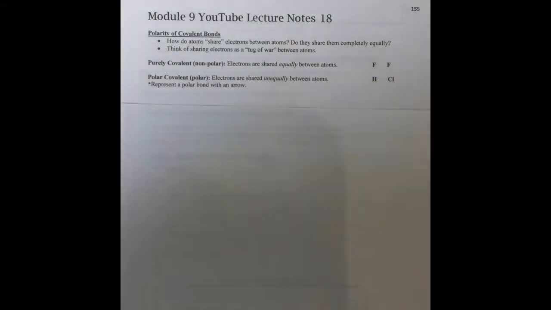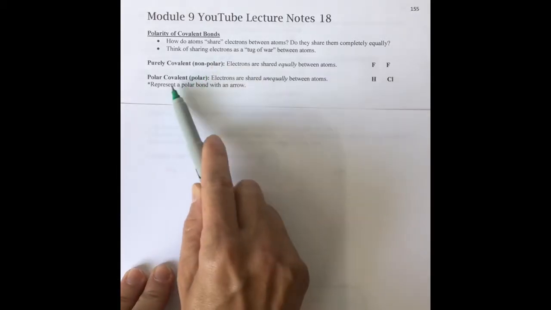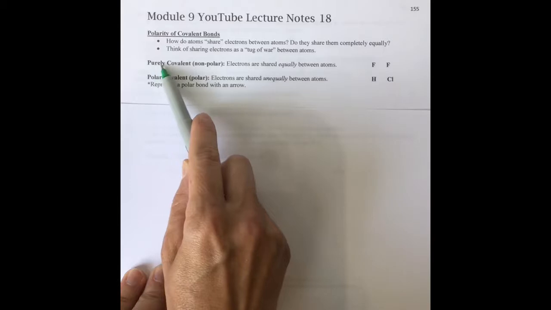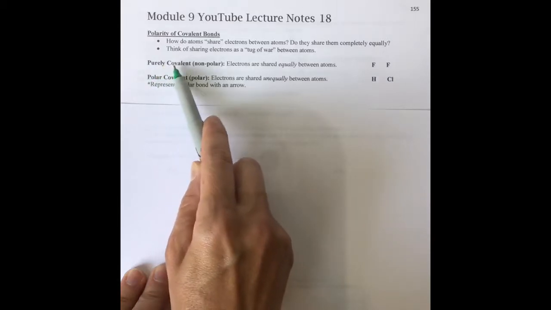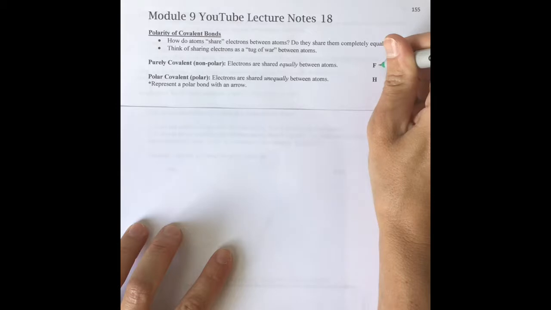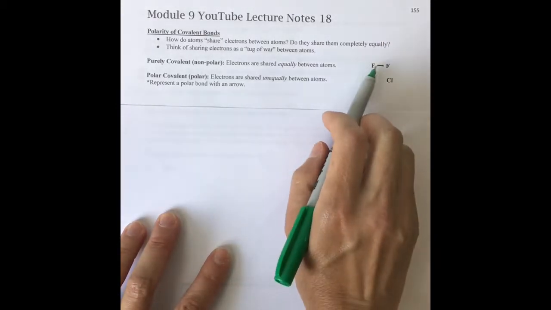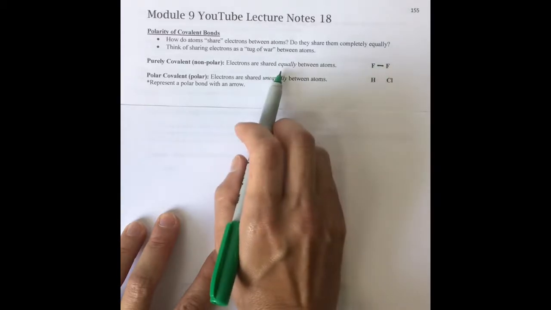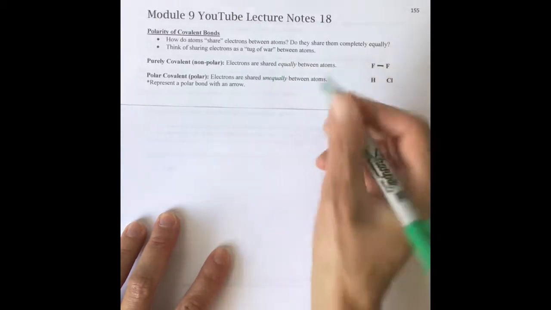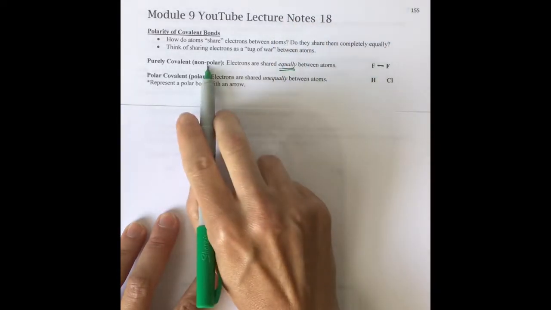Okay, so we're going to look at two types of covalent bonds. Nonpolar covalent bonds or polar covalent bonds. And your book uses the term purely covalent. So the two types are nonpolar and polar. So let me give you two examples. If I have a fluorine sharing electrons with another fluorine, they are going to share the electrons equally, okay, because they're the same atom. So the tug of war is pretty equal in this case. This is nonpolar.